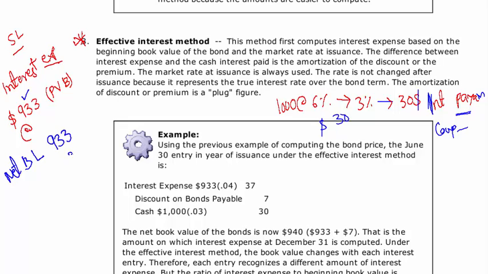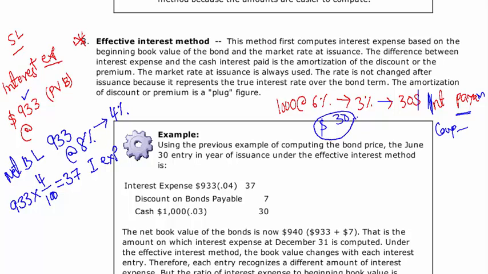At the rate of market interest, how much is it? 8%. We are calculating for every 6 months, so this comes to 4%. So 933 into 4% by 100 is equal to 37. These are your interest expenses. And you already calculated that $30 is the interest payment, your cash payment every 6 months.